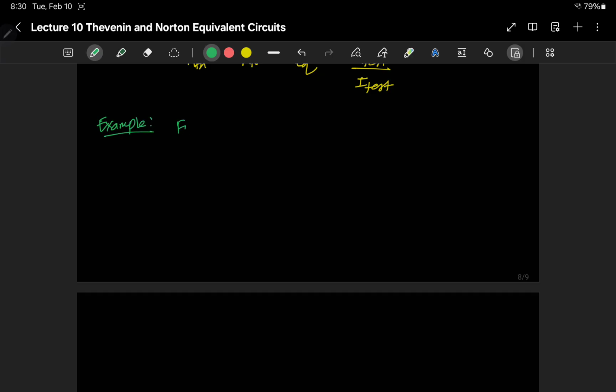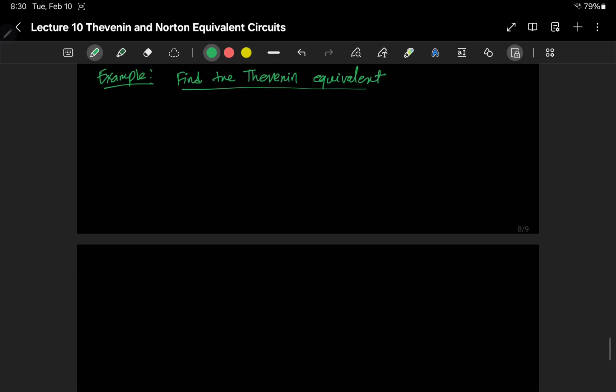Here again we are asked to find the Thevenin equivalent. And the circuit here is, we have a dependent source, that is the problem. Minus plus, this is 2Vx.